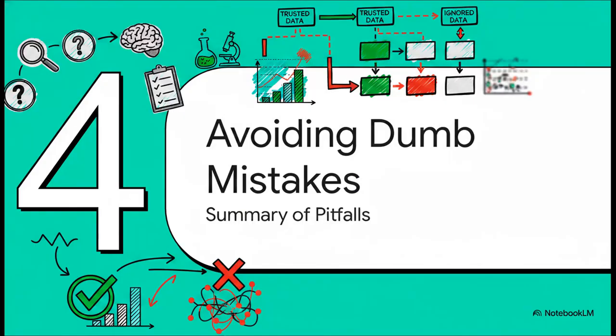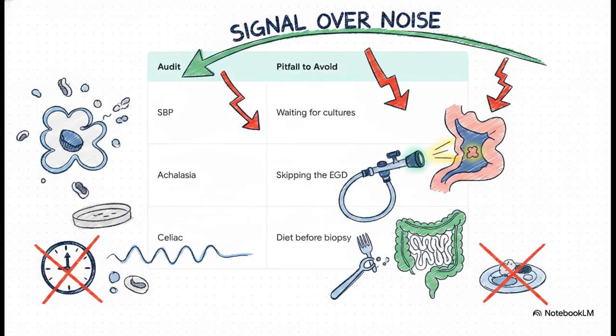Section 5, Avoiding the Dumb Mistakes, a summary of pitfalls. Being a great clinician isn't just about memorizing textbook facts, right? It's about sequencing your tests correctly and knowing exactly what data to trust and what data to completely ignore. By prioritizing the true signal over the noise, you can avoid these 3 critical delays and diagnostic blind spots.